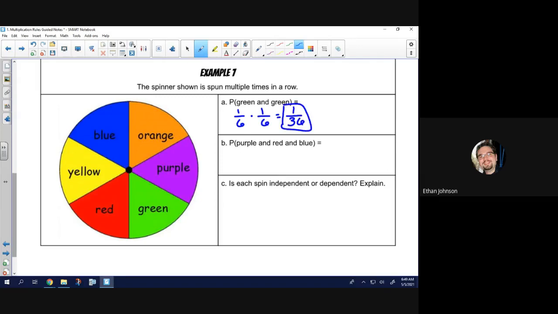Take a moment, try B and C. Now, B is a little bit trickier only because it's not just 2 events, it's more than 2. So purple, there's one purple out of 6. There's one red out of 6. And there's one blue out of 6. Rule of multiplying is still the same. 1 times 1 times 1 gets us, well, 1. 6 times 6 times 6 gets us 216.